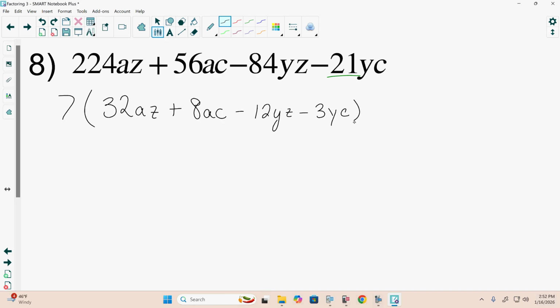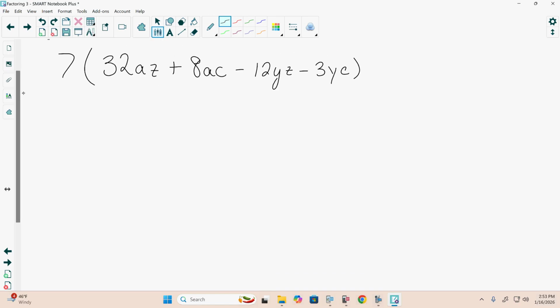Would we say these are nicer numbers? It's interesting, we take one factor of 7 out and we decrease them significantly. We decrease them by a factor of 7, or 1/7. But I think it's a little bit easier now to see what the greatest common factor between 32AZ and 8AC is.